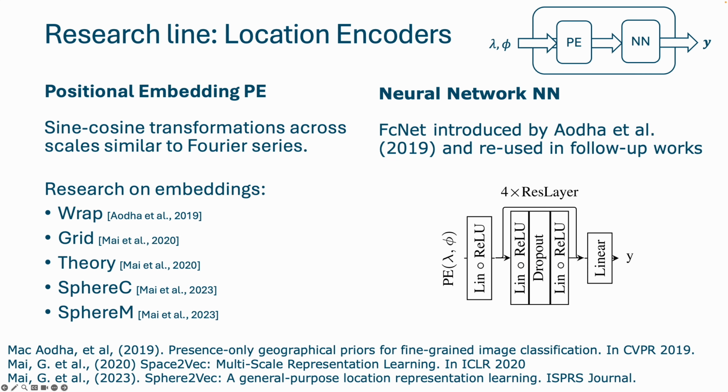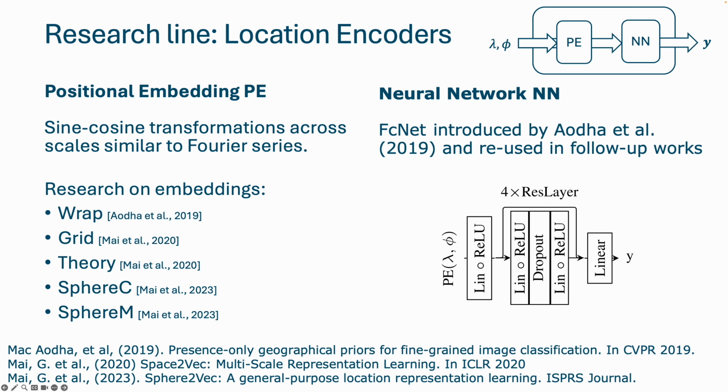There has been a lot of work on how to design this positional embedding, on the left side. A series of positional embeddings has been proposed in the literature, and I will go over some of them in the next slides. But the neural network has not seen a lot of interest until recently. What is very common is that Oisin Mac Aodha started this research line more or less with the GeoPrior paper, and most of the follow-up works use this FCNet that was proposed by him primarily, which is basically a ReLU network with some skip connections, and that works reasonably well. Most of the follow-up works proposing grids, Sphere2Vec, etc., were basically using this neural network as is.